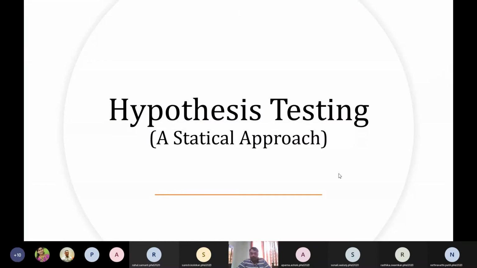Okay, so if you remember, in the previous class we were discussing hypothesis testing more precisely. So our topic of interest is hypothesis testing through the statistical approach.